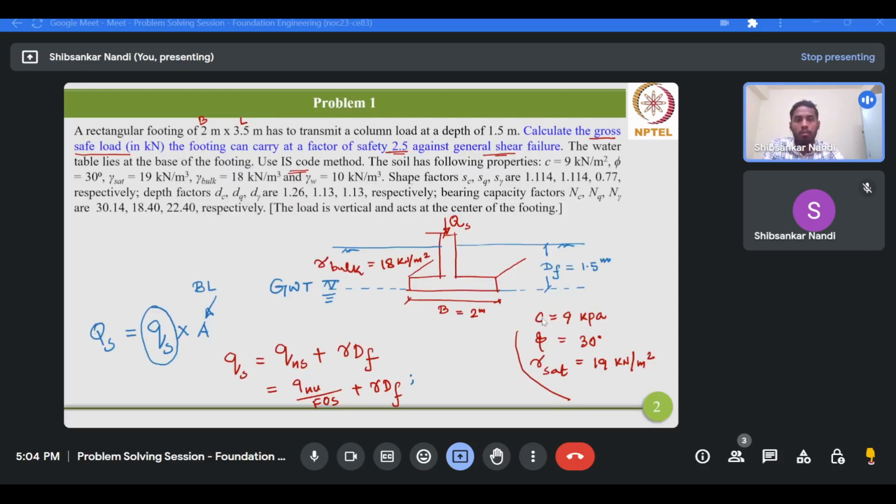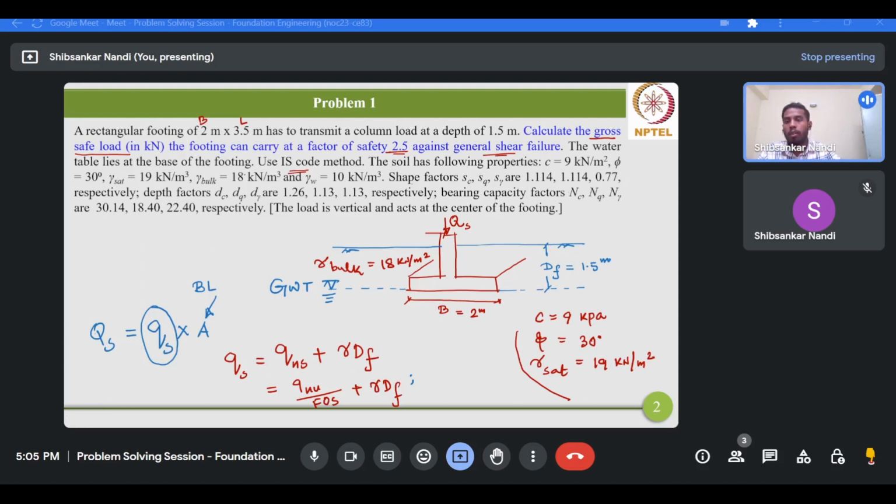In the previous session, we basically started our discussion with this problem, that is the determination of gross safe load the column can carry safely at a factor of safety of 2.5 against shear failure, and we have to use the IS code recommendation to determine this load. So for that, all the essential input parameters are given to you, like the shear strength properties of the soil mass, given as 9 kPa, that is cohesion, and the angle of internal friction as 30 degrees.